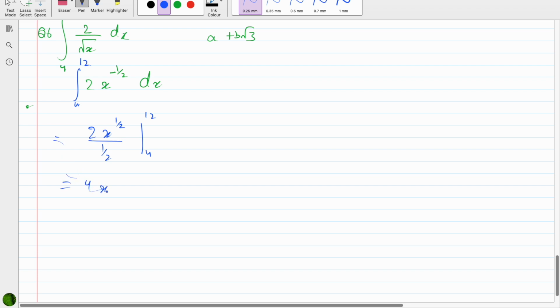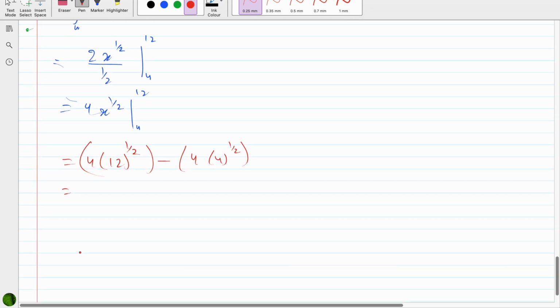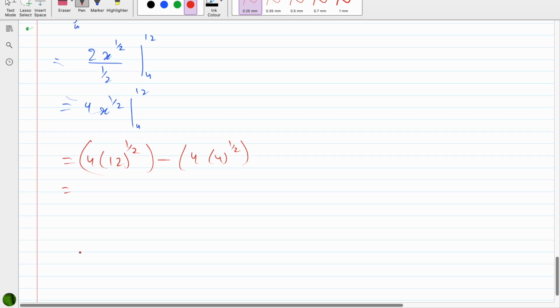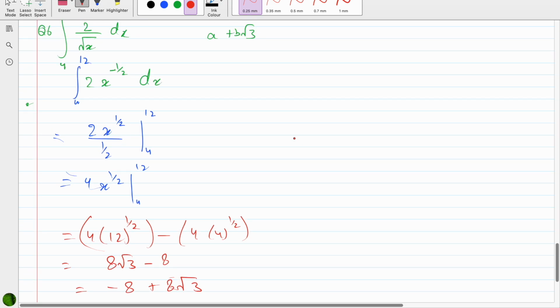Simplifying, this becomes 4x to the power 1 by 2 from 4 to 12. Upper limit 4 into square root 12, minus the lower limit 4 into square root 4. I'm using a calculator. 4 square root 12 gives me 8 square root 3, minus 4 into square root 4, which is 2, that is 8. So the answer is minus 8 plus 8 square root 3, in the desired form.